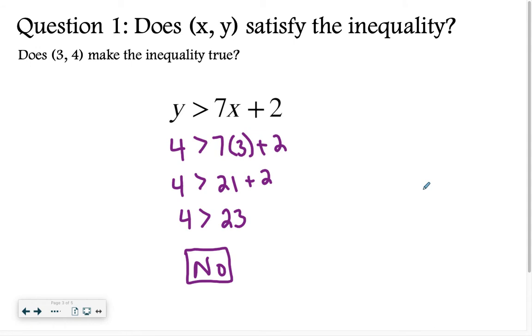Okay, for this one, you had y is greater than 7x plus 2, and then you had the point (3, 4), so hopefully you plugged 4 in for y and 3 in for x. Then you would end up with 4 is greater than 23, which is not true. So you would say no.